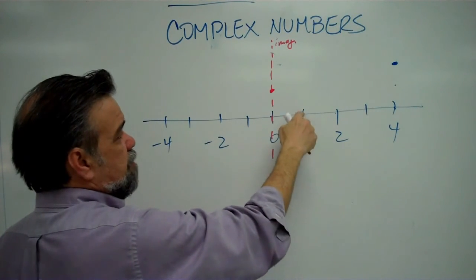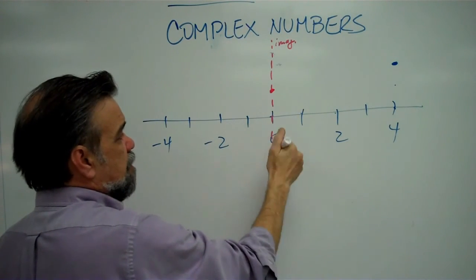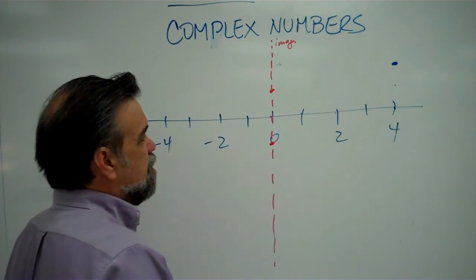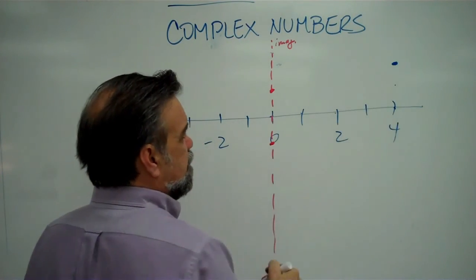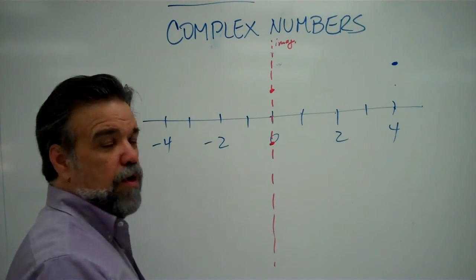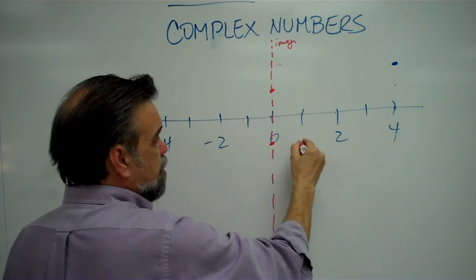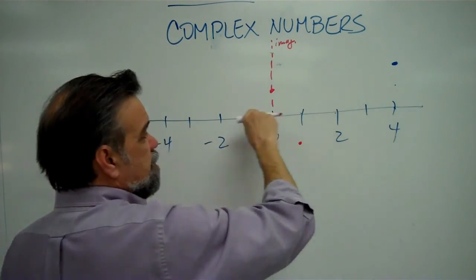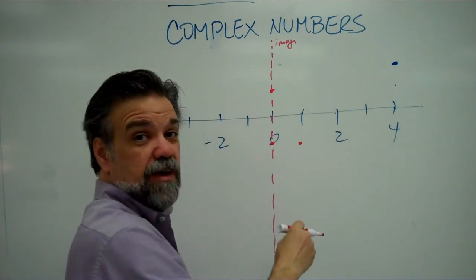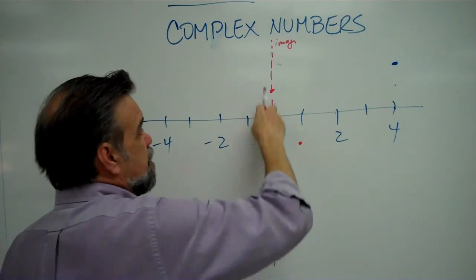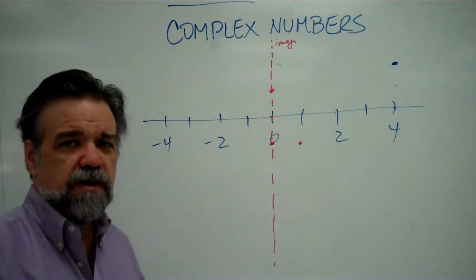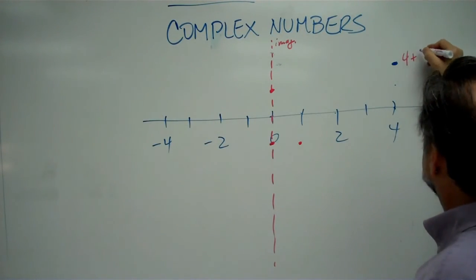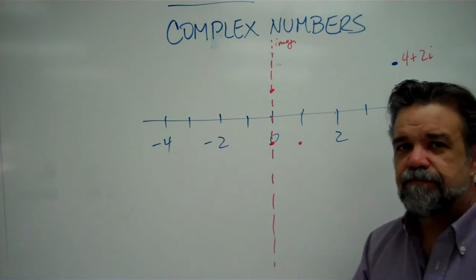The number 1 is there. The number i is there. The number negative 1 is there. And the number negative i is right there. Huh. So 4 plus 2i ends up being right there. 1 minus i would be right there. Okay? So the real part is your horizontal. It's like your x-axis. And the imaginary part is like your y-axis. Okay? Now, we said that this point was the point 4 plus 2i, right?